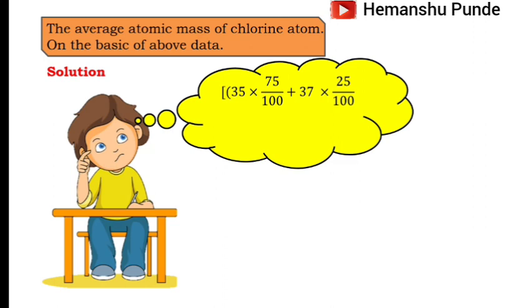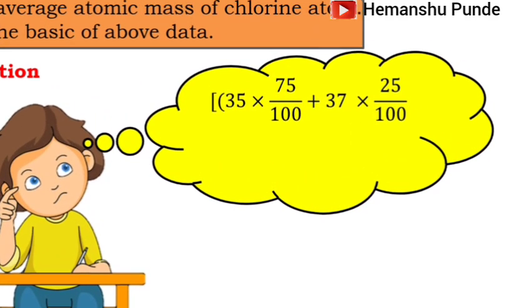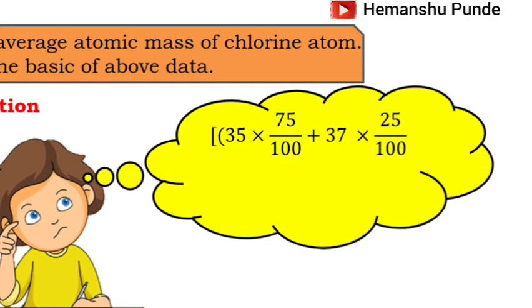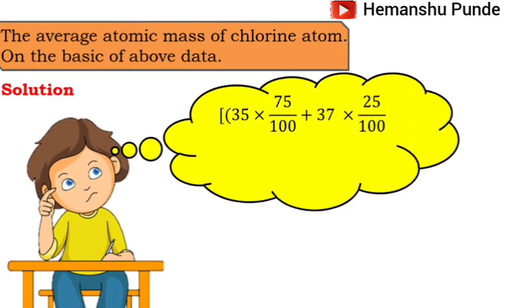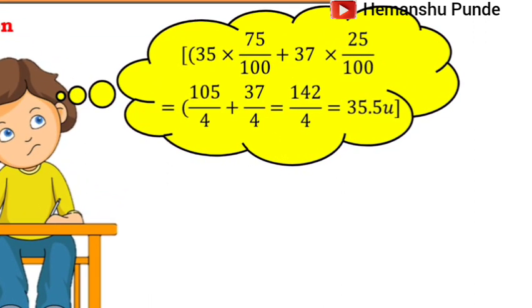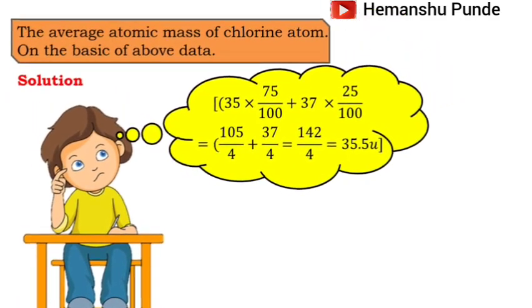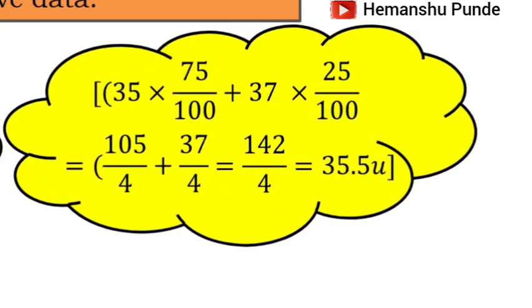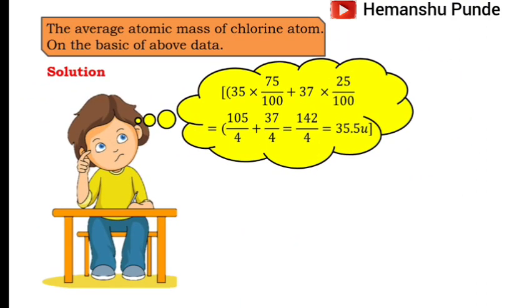Again, I am saying in nature the chlorine 35 isotope has 75%. So we have taken 75 upon 100: 35 into 75 upon 100, plus, the chlorine 37 isotope has 25% abundance, so 37 into 25 upon 100 will be taken. So how we will solve this? It will be the average atomic mass. So the total average atomic mass of chlorine atom will be 35.5 units.